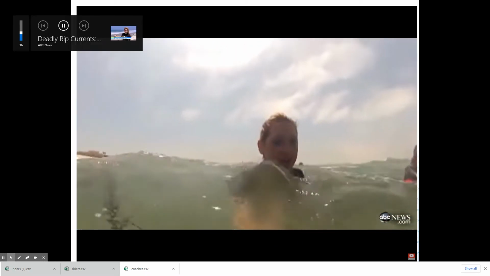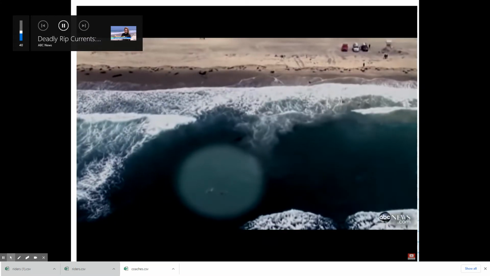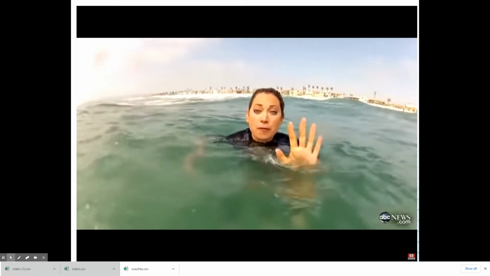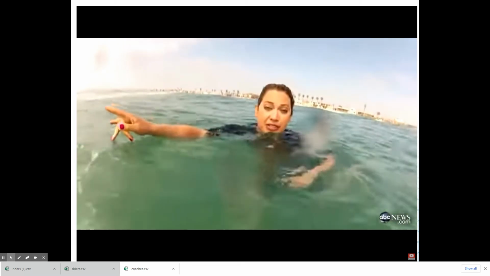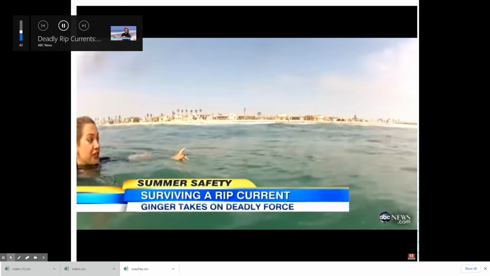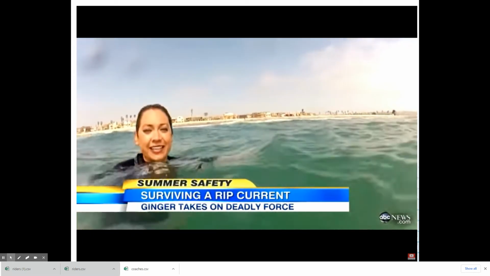Within seconds, I'm sucked out to sea. And now I am really in a rip current. I have been pulled hundreds of yards in less than a minute. Look how far I am from the beach. What people end up doing is they're swimming and all they do is look straight out. When you turn around, all of a sudden, you're hundreds of yards from where you started. And that happened in seconds.